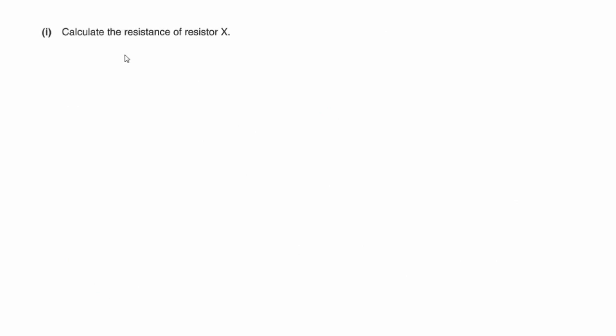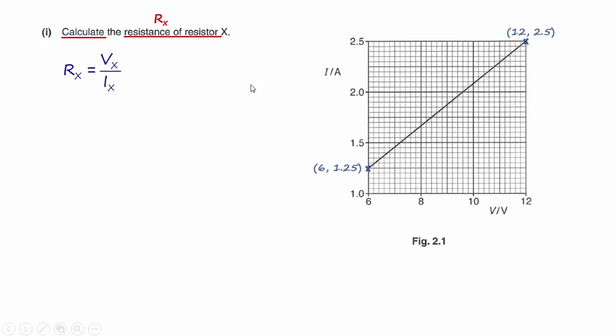Let us now move to B Part 1. In B Part 1, we are asked to calculate the resistance of resistor X. Recall that earlier, we said that the resistance of resistor X is a constant, and we know that R equals V over I. Hence, we can use any pair of values of I and V from figure 2.1 to find the answer. In this case, I'm going to use 12 and 2.5. Substituting into the equation, I will have 4.8 ohms as the answer.